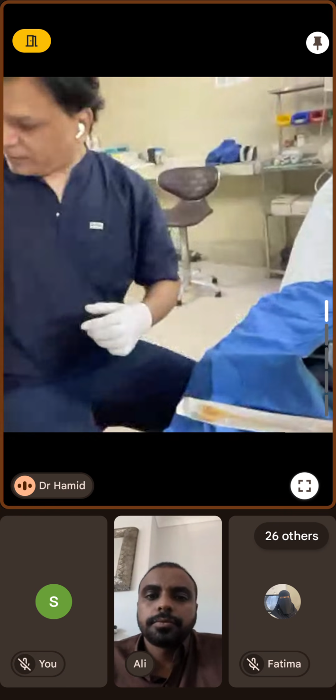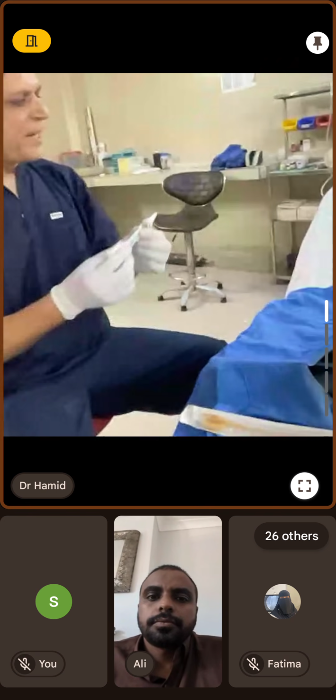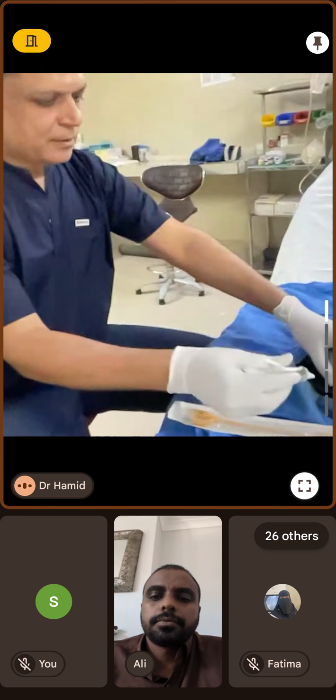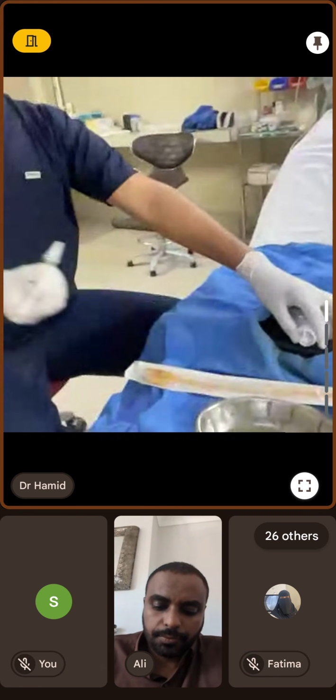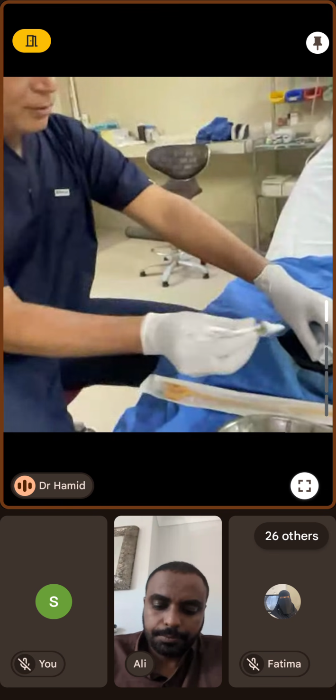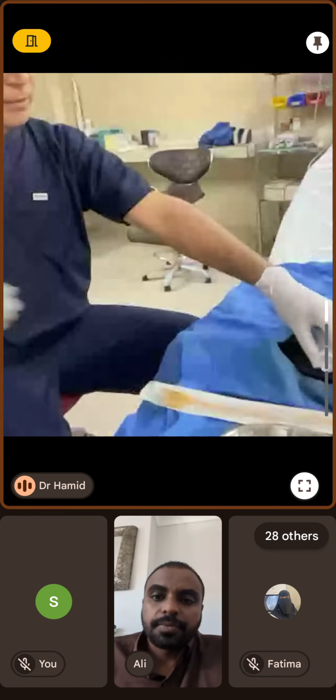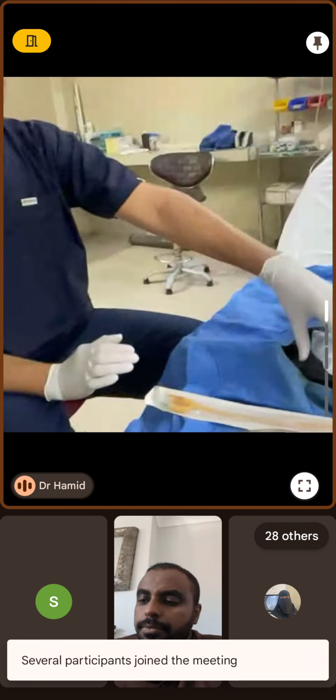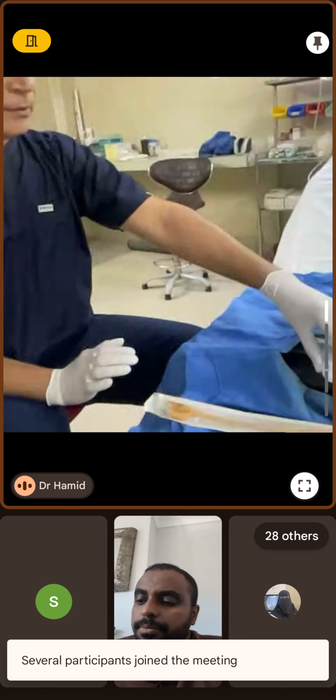After cleaning this, I will be passing this jelly inside, pushing the jelly inside. You will feel a little bit numb here. There will be no pain, and within 1 to 2 minutes, you will be feeling a little bit numb on your penile area.